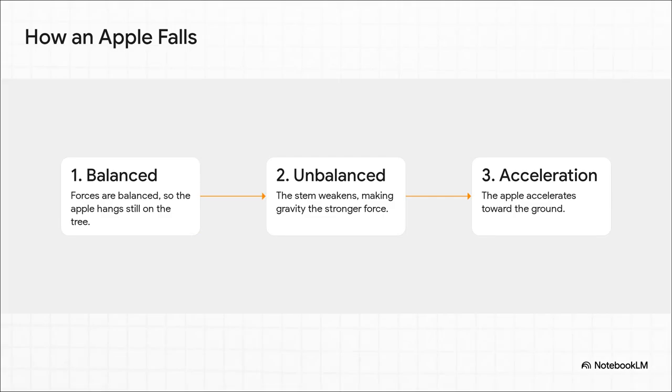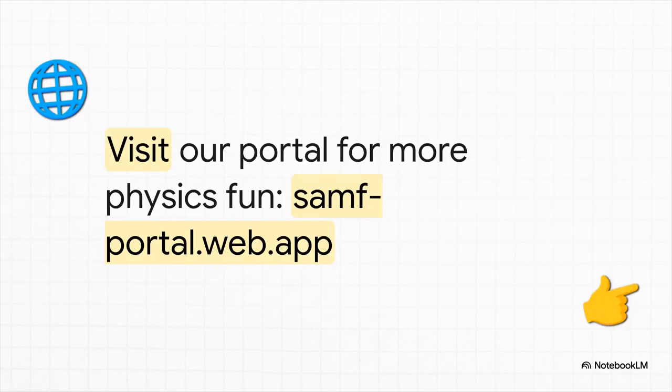And here's the law in action. See, when the forces were balanced, there was no acceleration. The apple just hung there, perfectly still. But the second gravity became the winner, that unbalanced force, the apple's motion had to change. It accelerated, falling right to the ground. That, my friends, is F equals ma. And this idea applies to literally everything in nature.